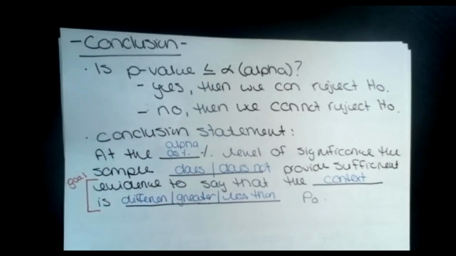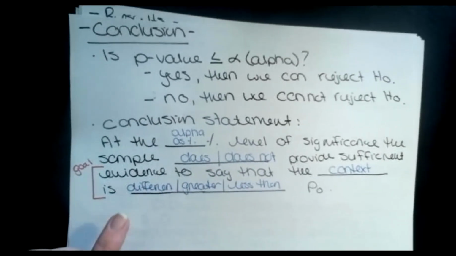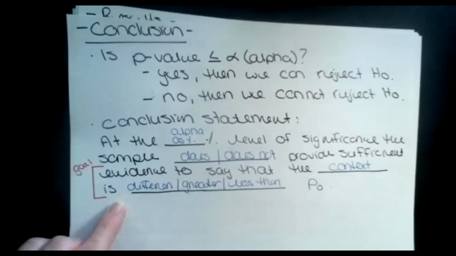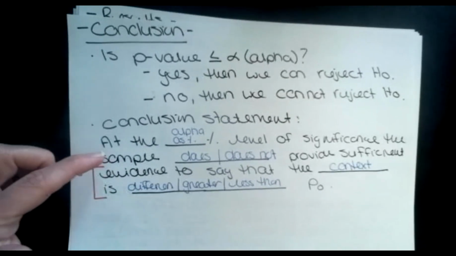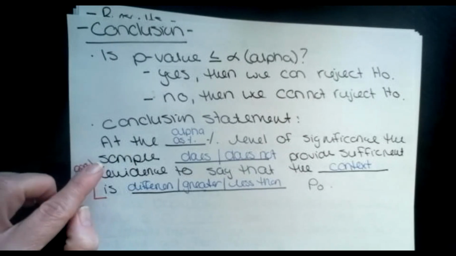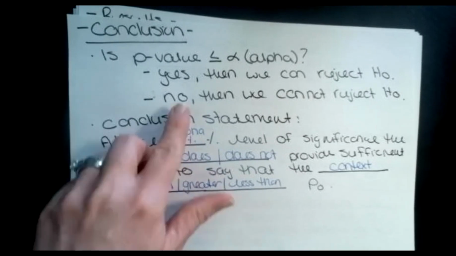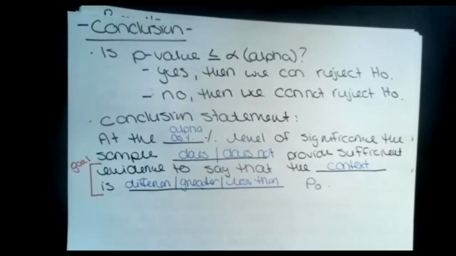So when you write your goal up in the very first step, the population step, you could just copy and paste it. So you could say at the 5% level of significance, the sample does, if you answered yes, provide sufficient evidence, and then whatever your goal is, right? And you could just plug it right in. You don't have to rewrite it.